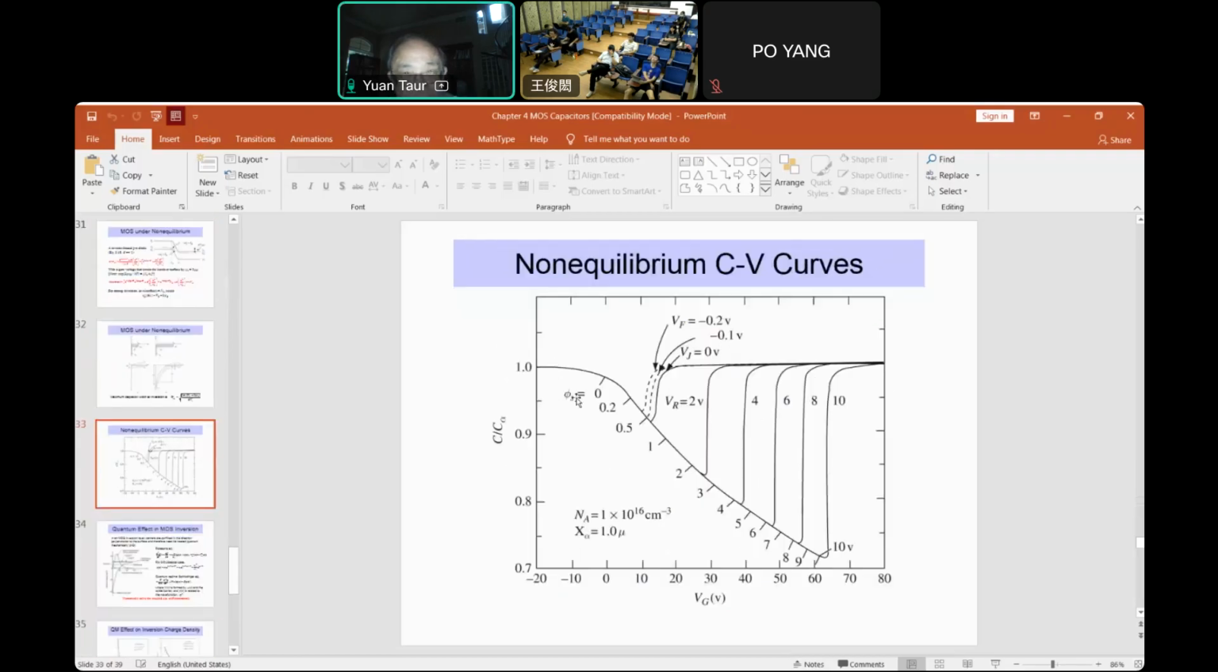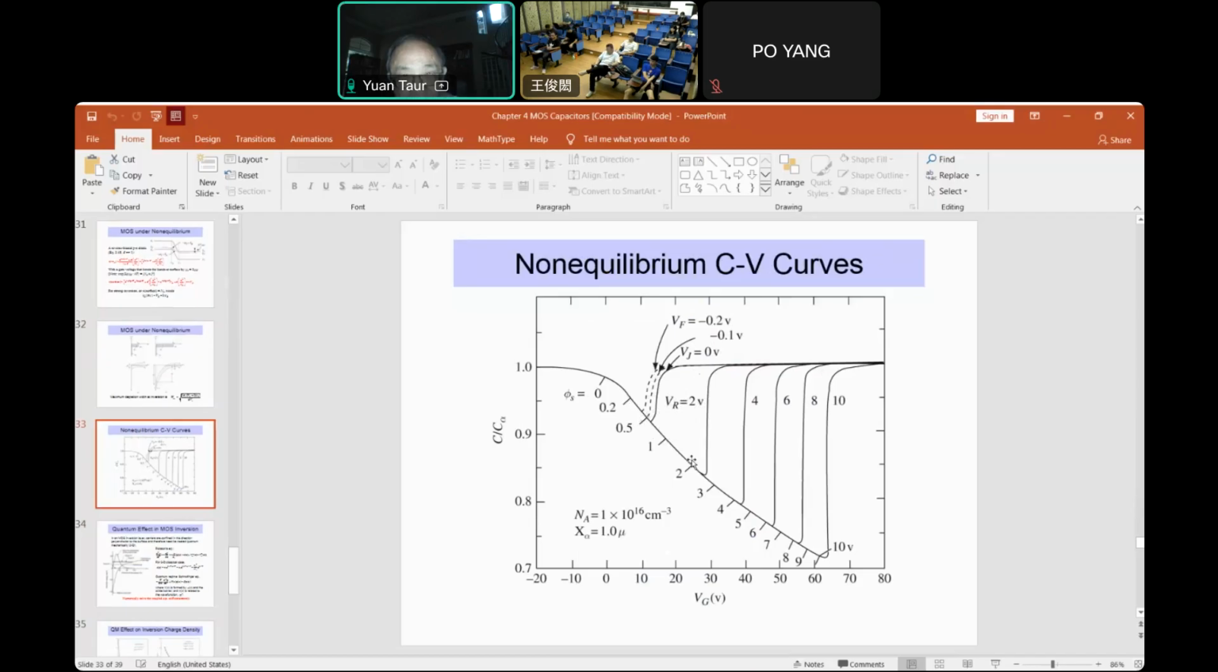So what we see is that, okay, start with zero reverse bias. That's the first curve, and that's just like a normal CV. This is surface potential, psi s, equal to about 2 psi b, about 0.6. And you have a strong inversion here. But if you apply a 2-volt reverse bias, then there's no strong inversion.